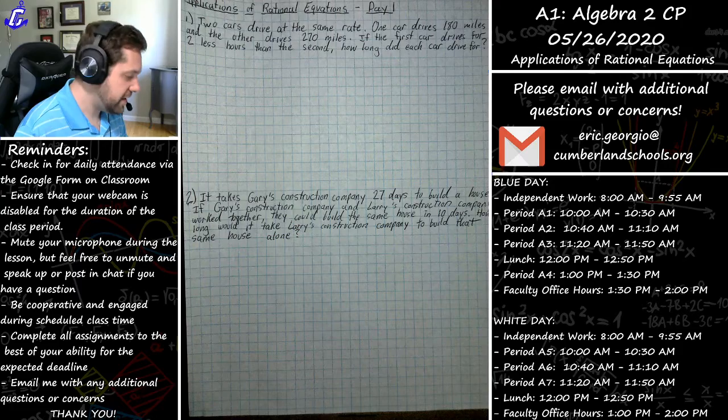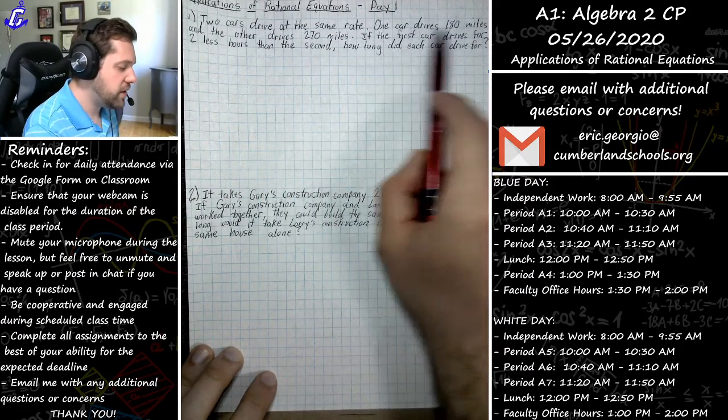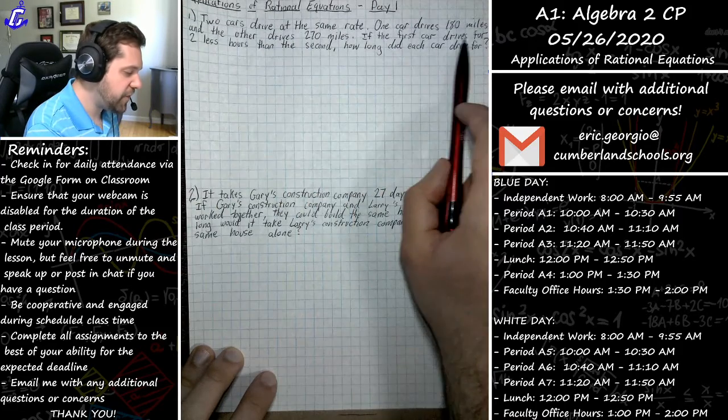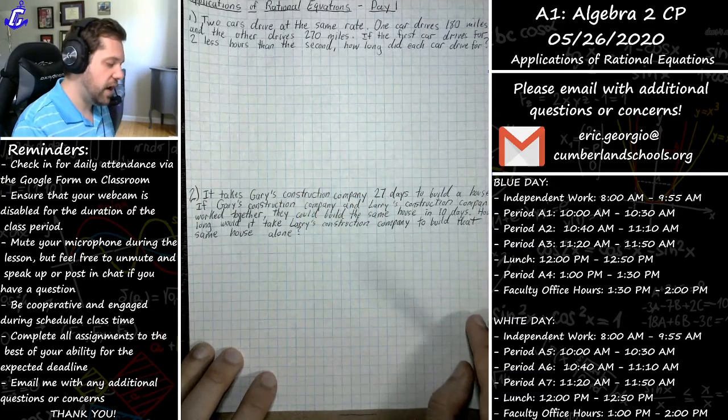This first problem says 2 cars drive at the same rate. One car drives 180 miles and the other drives 270 miles. If the first car drives for 2 less hours than the second, how long did each car drive for?